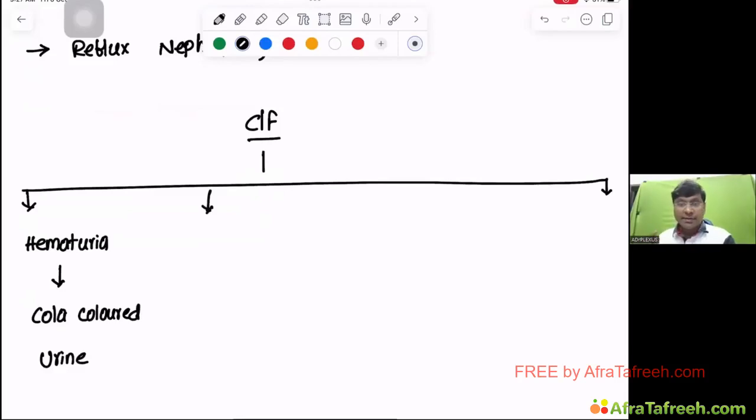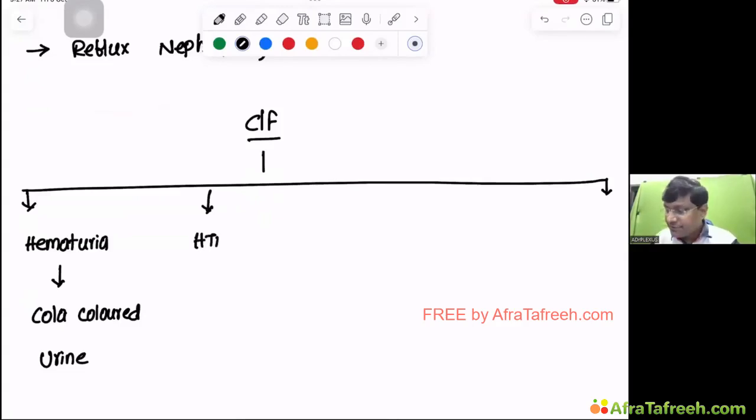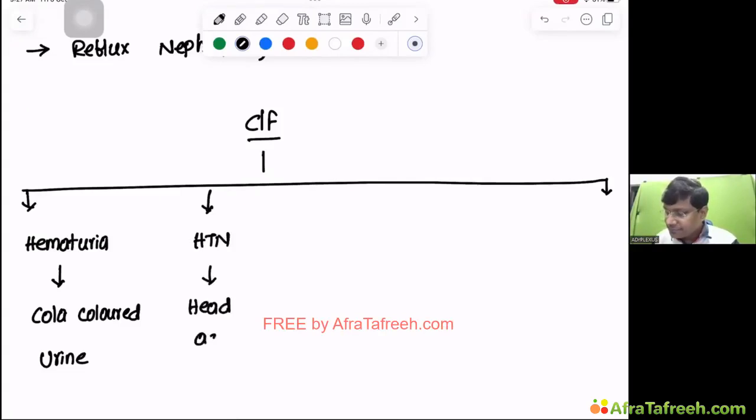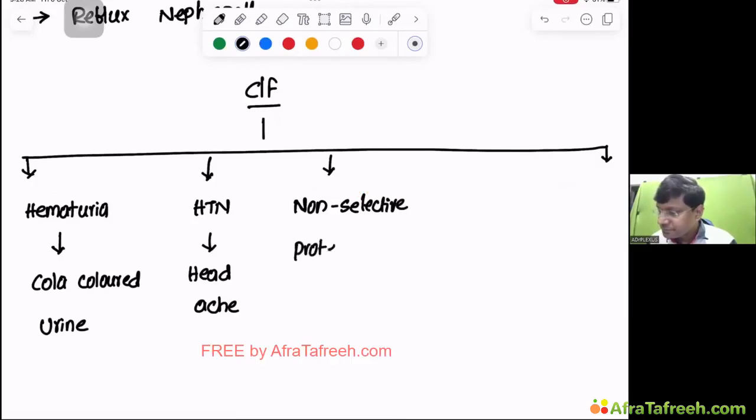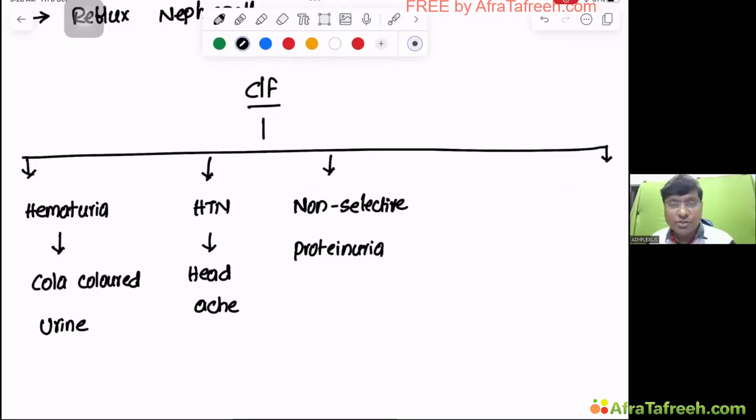And I told you, all the forms of nephrotic syndrome will have hypertension, except minimal change disease. So even these patients will develop hypertension, because of which they will have headache. And the proteinuria that you will have is non-selective proteinuria. That means along with albumin, even globulin is also being excreted out.